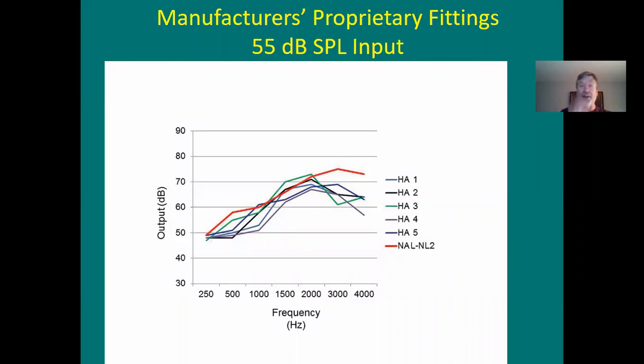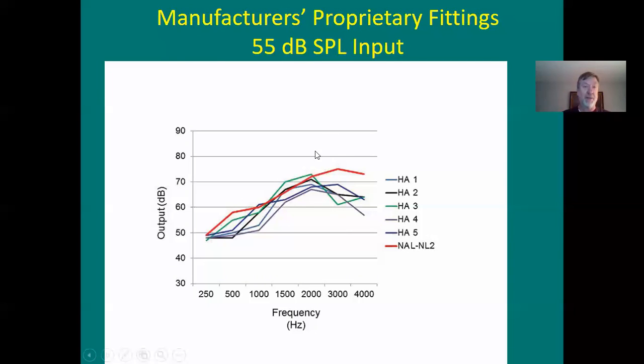It's really quite remarkable. Look at it again with me. The target is NAL 2. You can see that in red. And this might be for some sloping, mild to moderate sensory neural loss. And so you can see the NAL 2 target. And now watch how the manufacturers, 5 different ones, hearing aid 1, 2, 3, 4, and 5, how they each implemented NAL 2. Or manufacturers, I should say, proprietary fittings.